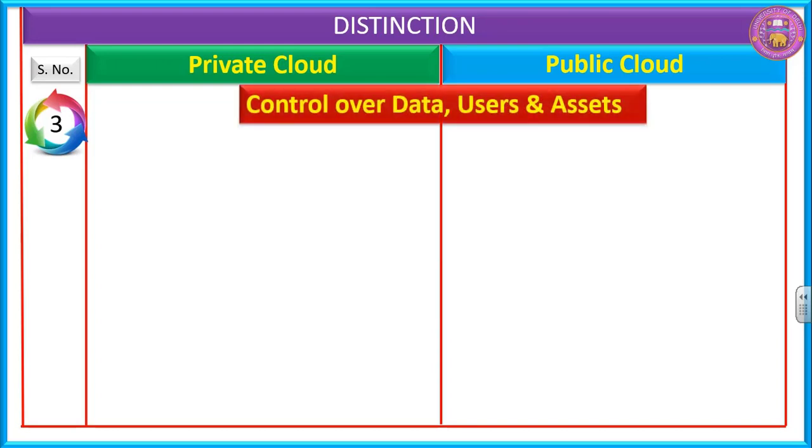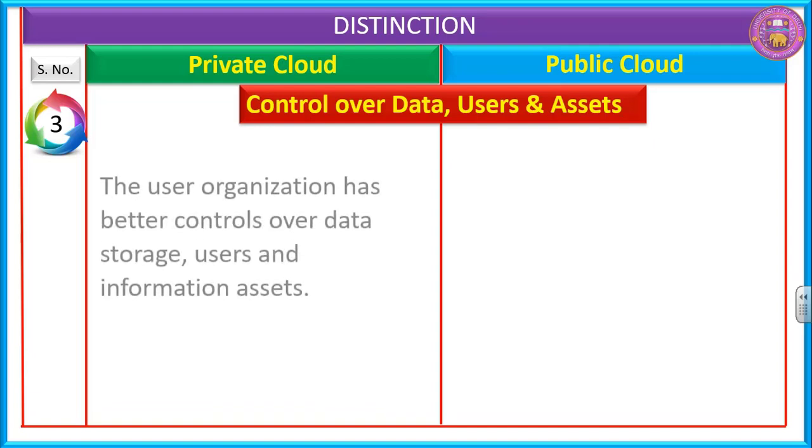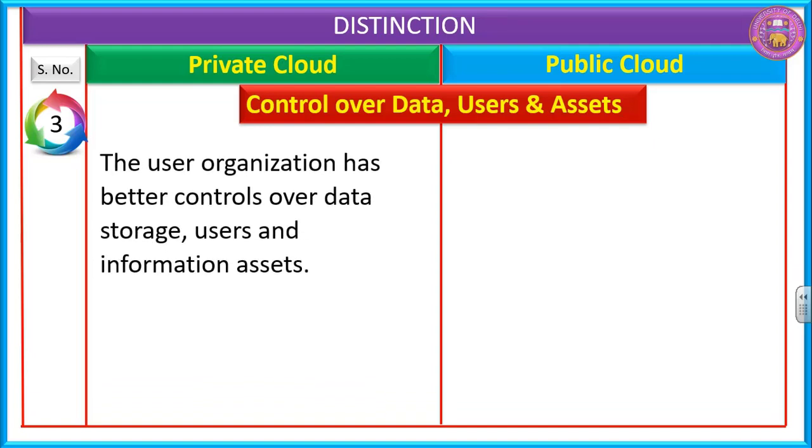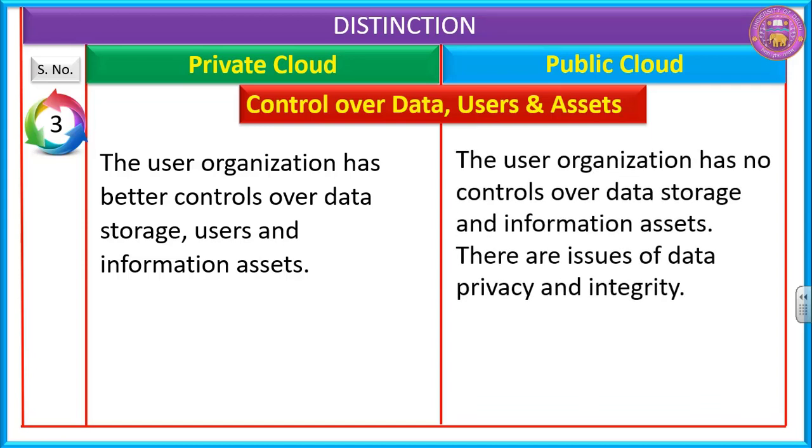Third, on the basis of control over data, users and assets. In case of private cloud, the user organization has better controls over data storage, over their users and information assets. In the case of public cloud, the user organization has no control over data storage and information assets. There are certain issues of data privacy and integrity in case of public cloud.